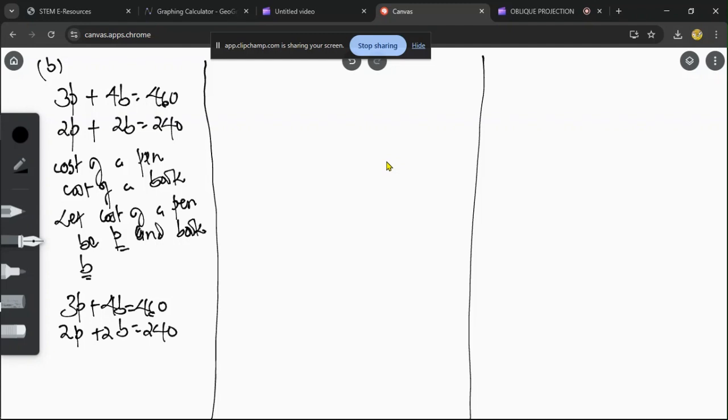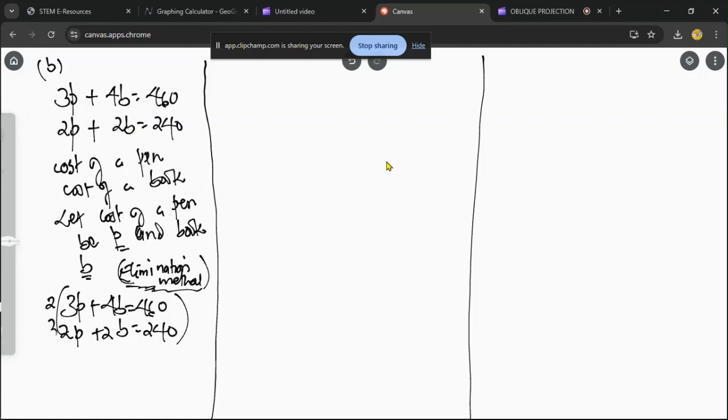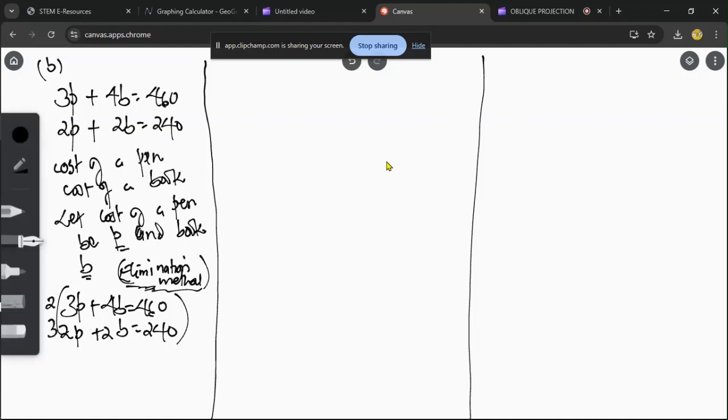So make the coefficients here the same. I'm using the elimination method. You can use the other one to see whether the answer will be the same. So here, I multiply this one by 3 and this one by 2. I want to eliminate this P, so I want to make them the same.